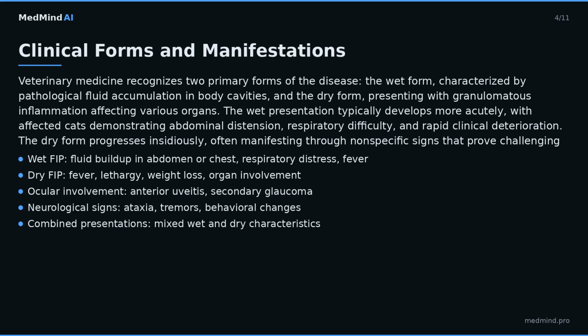Key points: wet FIP, fluid buildup in abdomen or chest, respiratory distress, fever. Dry FIP, fever, lethargy, weight loss, organ involvement. Ocular involvement, anterior uveitis, secondary glaucoma. Neurological signs: ataxia, tremors, behavioral changes.